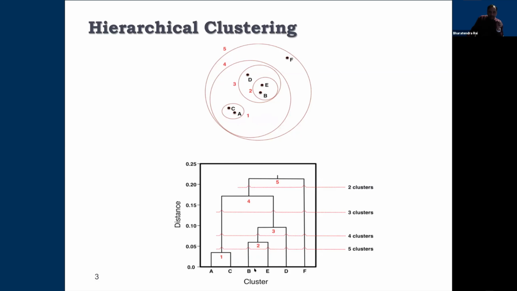And then B and E, they are at a distance of about 0.06. So they are the next closest ones, so they form the second cluster, and so on. So the same thing is depicted in a slightly different format. And this diagram that you see, the second one, is a very common diagram in cluster analysis, and it's called a dendrogram. So we are going to look at some examples, and we'll also make this graph in R.